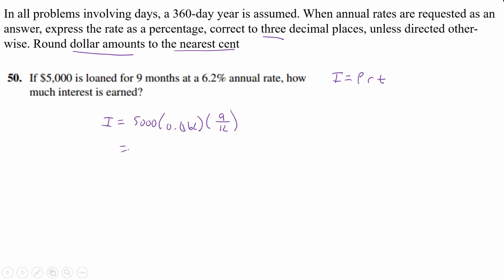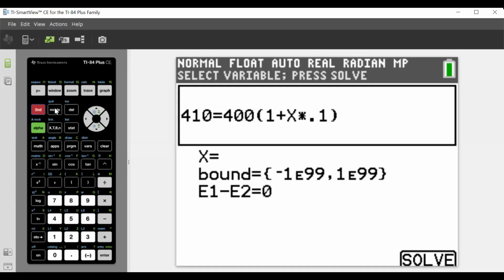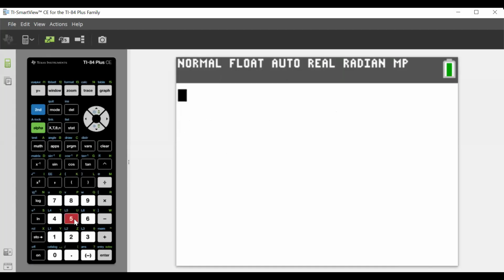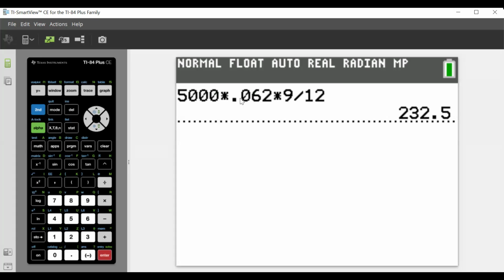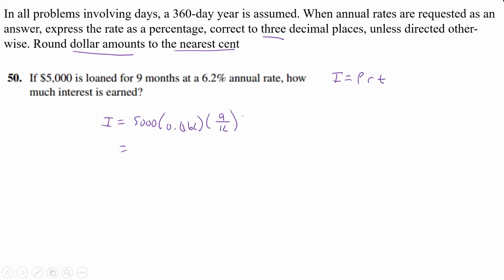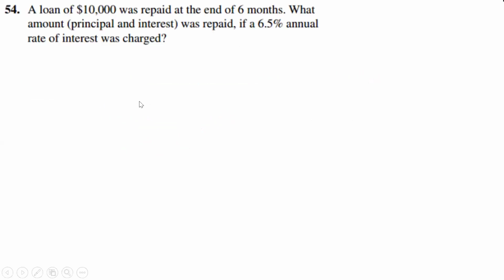And then we just plug all that into our calculator. So we had 5,000 times 0.062 times 9 divided by 12. We could divide it out and get the 3/4 or whatever, but we just do this and we get $232.50. So that's how much interest. So this is $232.50 in interest earned.